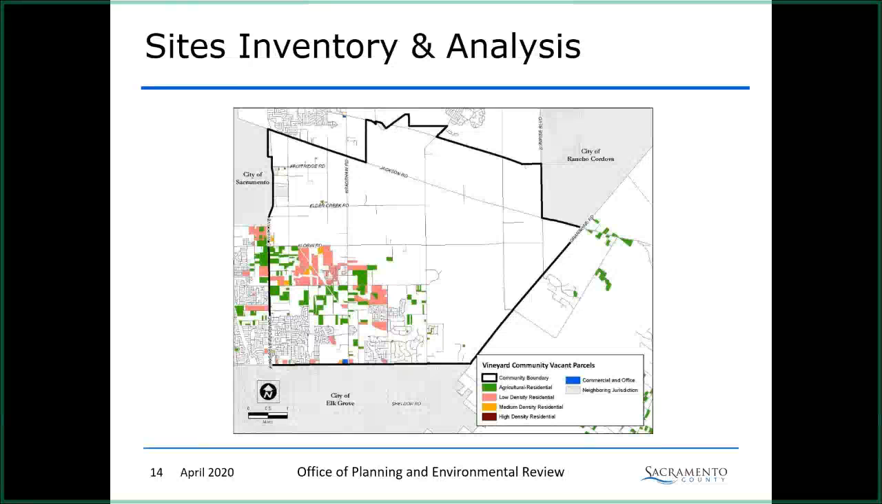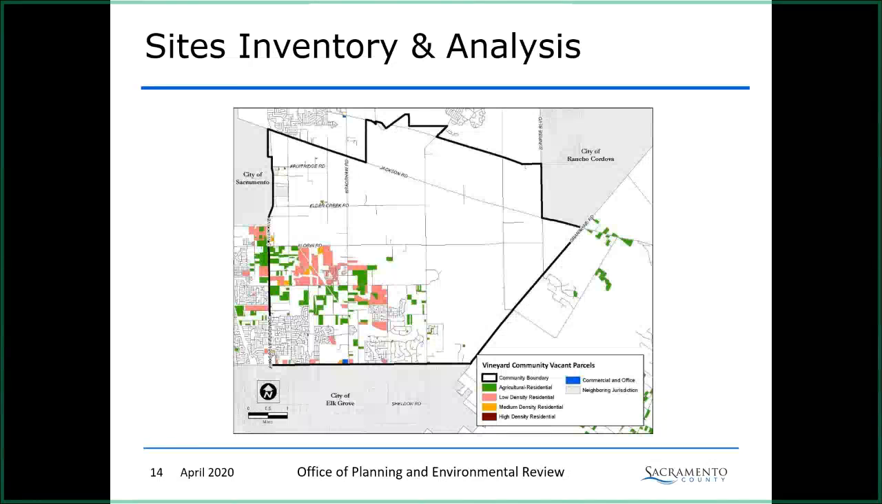It is important to note that state law does not require the county to build affordable housing. Rather, the law focuses on things that cities and counties have control over, such as zoning and permit procedures. Here is a map which shows the sites identified for the current housing element in the Vineyard area.